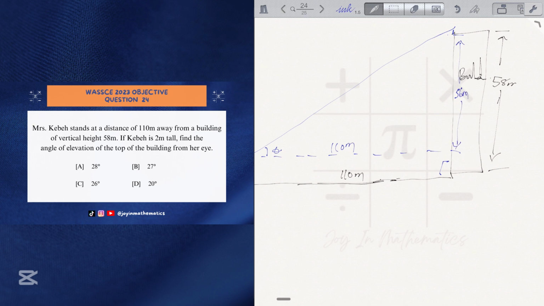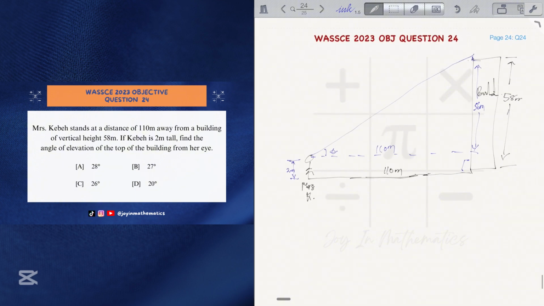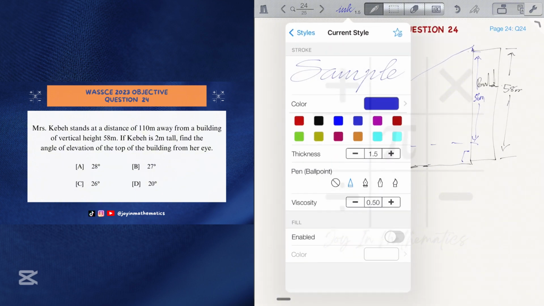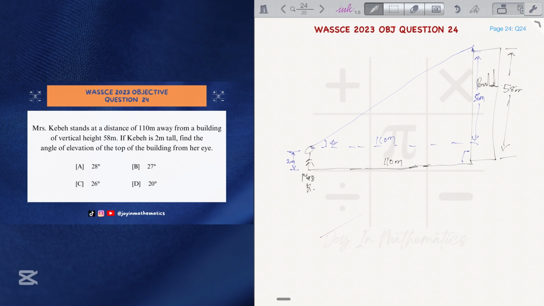So in view of that, we can now draw the diagram again, this time just picking what we need. So we have a right angle triangle here, so the distance of the height, which is 110 meters. The height we are considering is going to be 56 meters, and we are looking for the angle of elevation theta.